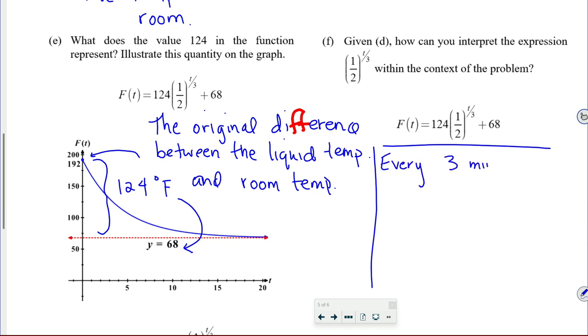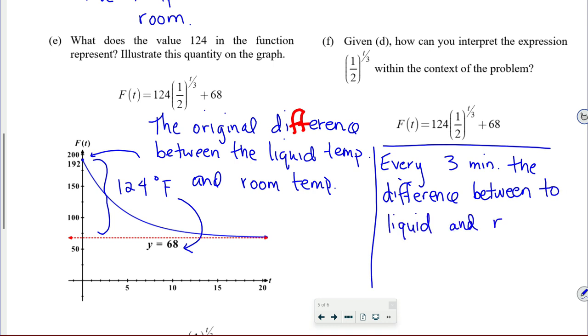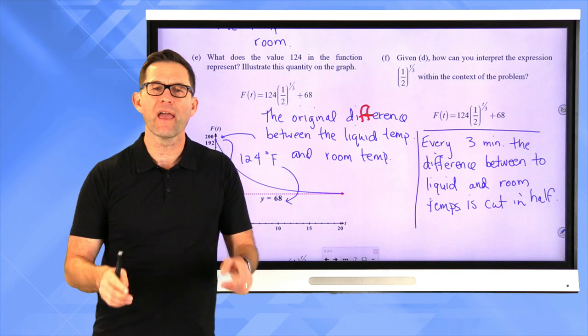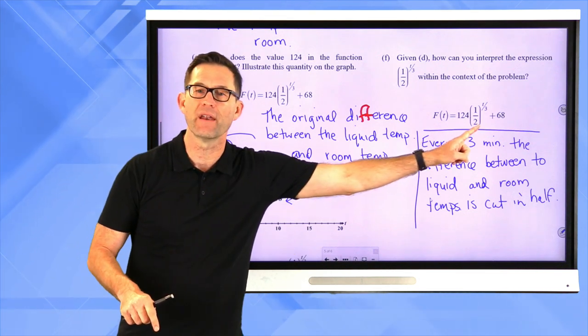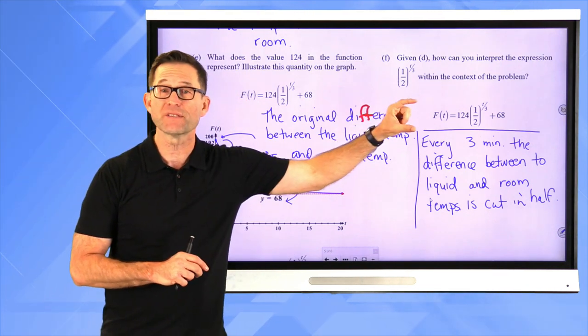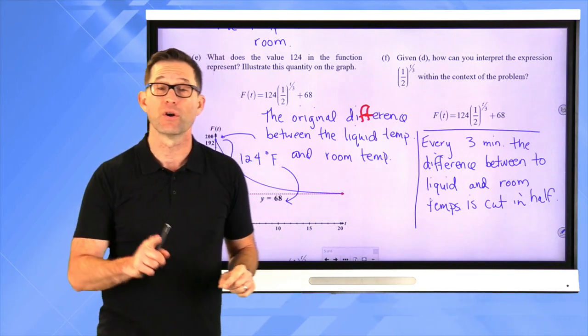Anyway, so every 3 minutes, the difference between the liquid and room temps is cut in half. Right? It's like radioactive decay, except with radioactive decay, you're always heading to zero. In this case, we're heading to the room temperature of 68. Because we're not decreasing the room temperature at all, we're just decreasing the difference between the room temperature and the liquid temperature.